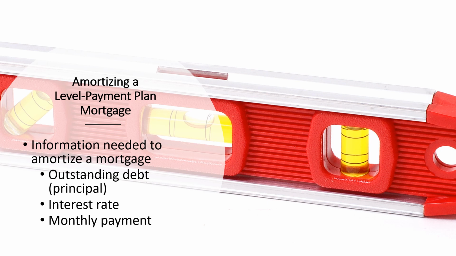Information needed to amortize a mortgage. You need the outstanding debt, the principal amount owed, the interest rate, and the monthly payment.